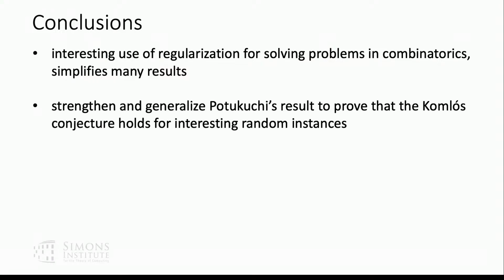So we managed to strengthen generalized Potokuchi's result, and we proved that Komlos actually holds for interesting random instances, which also happens to refute a conjecture put forth in some paper. There was an older paper trying to argue about the density of good colorings for Komlos instances, and basically that paper was roughly conjecturing that random rotations could be a hard example for Komlos, and it's actually not.